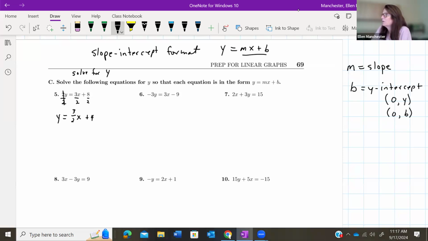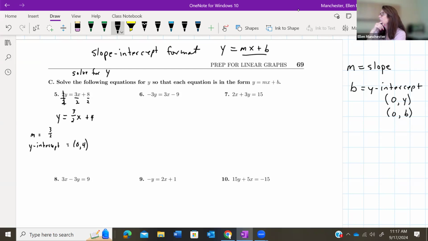Okay, so m again is your slope. So that's always the value next to your x. And we're going to talk a lot about slope in a minute. The y-intercept is at 0, 4. Okay, and because the y-intercept is a point, we have to write it as a point. You have to write it as an ordered pair.